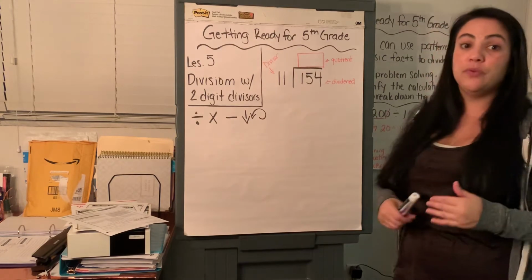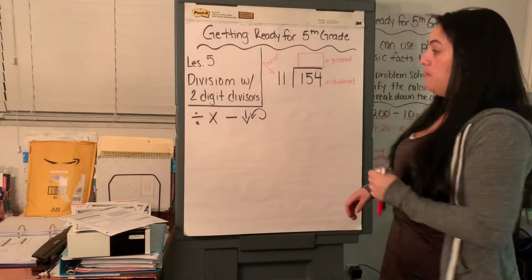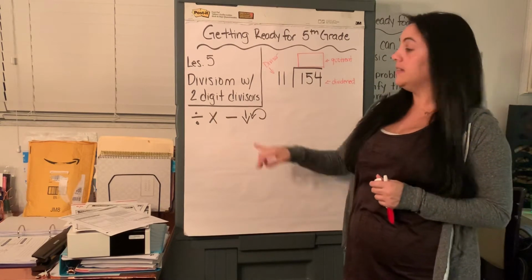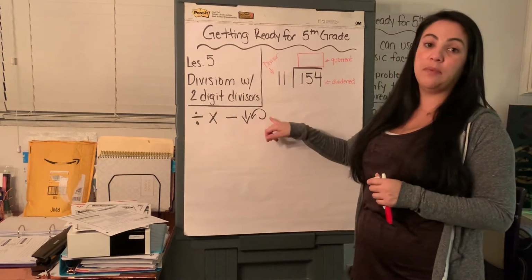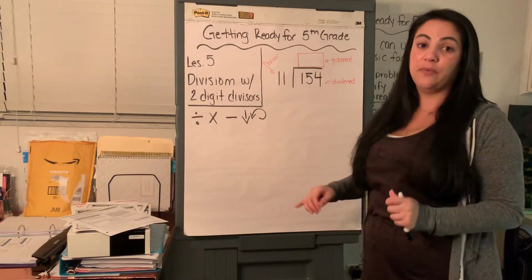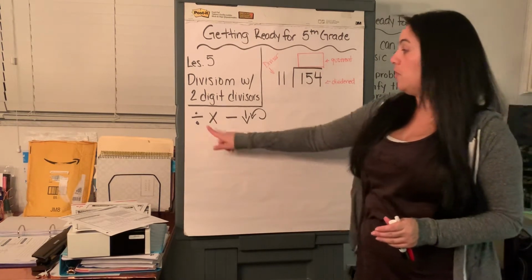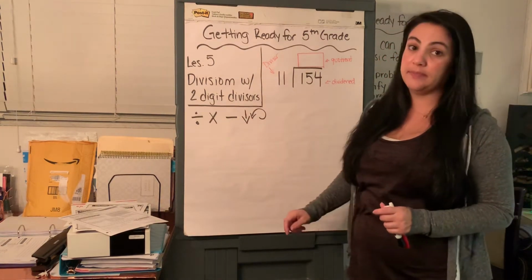I want to review with you the process of division. Make sure that the first step you do is dividing. Then you multiply, subtract, bring it down, bring it on back. Now, with each step, you have to make sure that you don't forget to do all 4 of these steps.